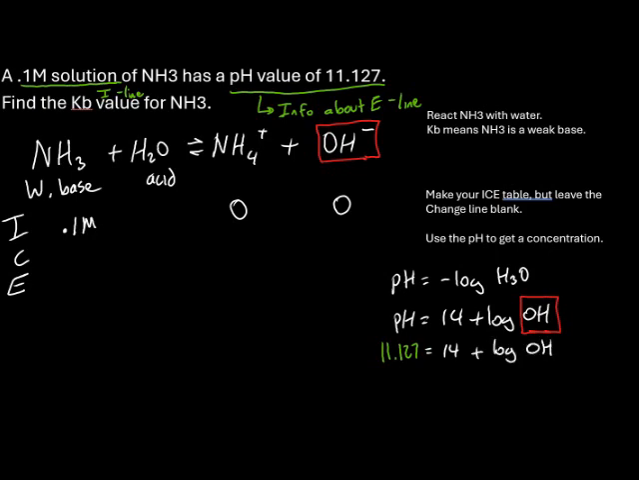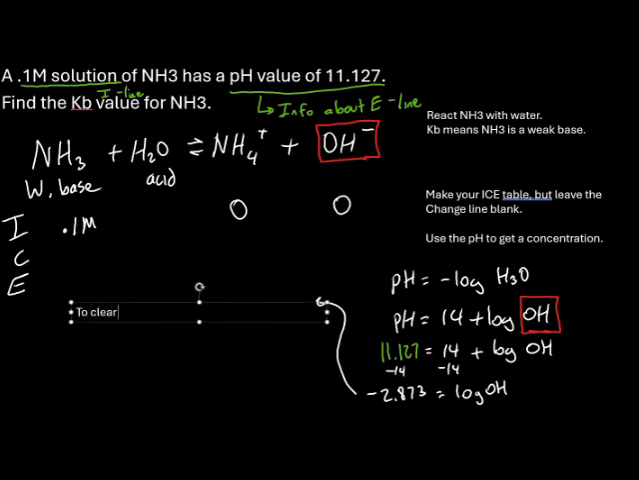Now subtract 14 from both sides. We will end up with negative 2.873 on the left and log of OH on the right. Now, to get OH rather than just log OH, the step that we use algebraically is not particularly obvious. For those of you who have taken a math class recently, you might remember that to clear a log from an equation, we must use a base 10 exponential.